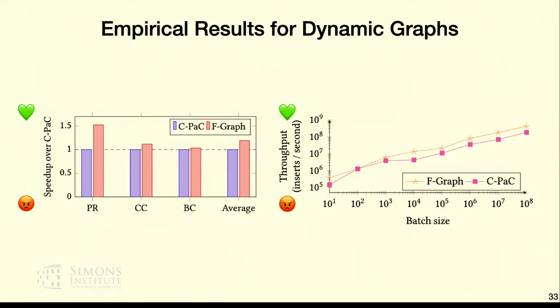Then we tried this for dynamic graphs. In the CPAC paper, they also do it for dynamic graphs. And then we did several algorithms. This left side is algorithms. Up is good. This is algorithm speedup. And fgraph is the one array thing that I just showed you. The F is for flat, I guess. And this one is update speed. Up is good. The y-axis is throughput. The x-axis is batch size. Now that fgraph has actual algorithms for batch updates, the batch updates are comparable to CPAC.